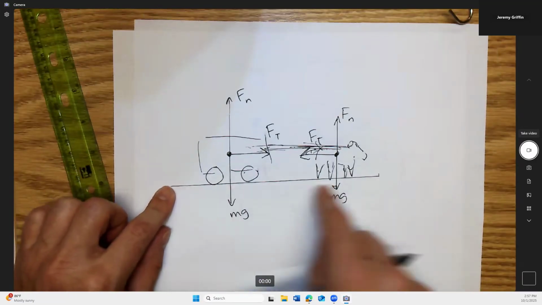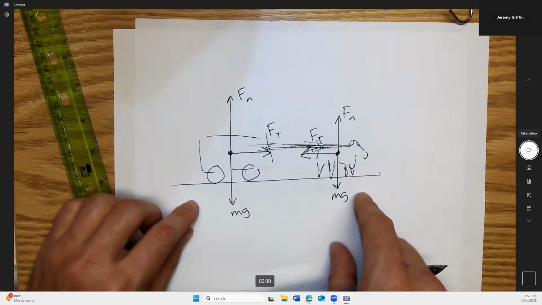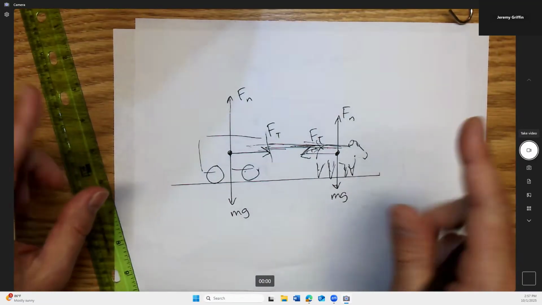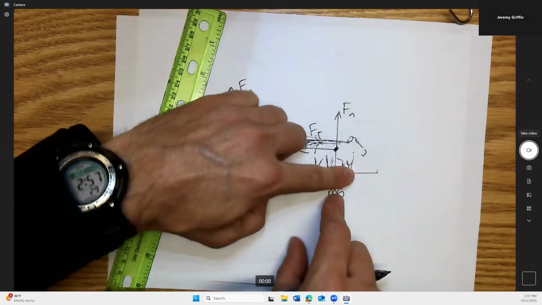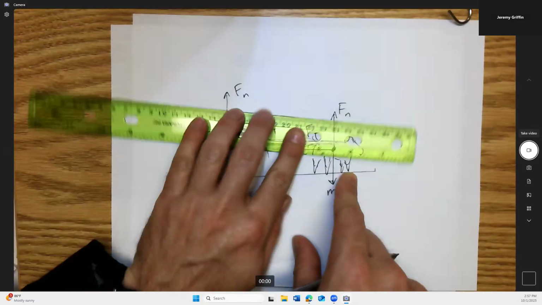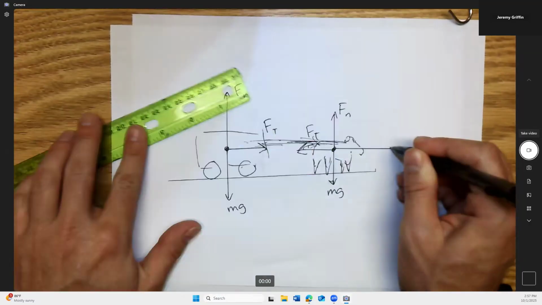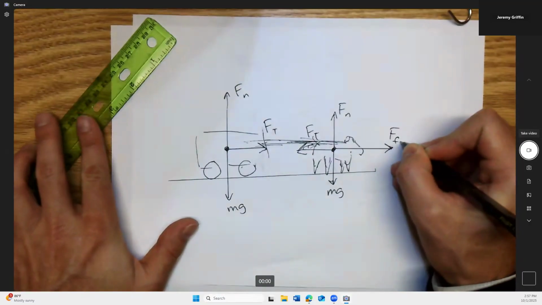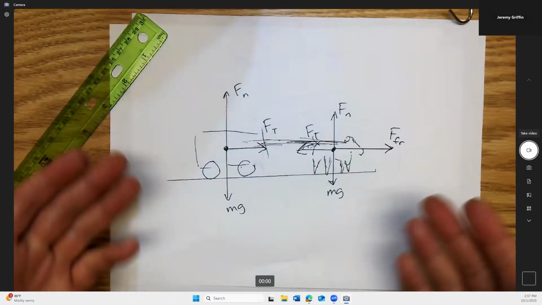If this was iced over, it'd be really hard to make this move at all. Friction. Ah, friction. Okay. And since the horse's feet are moving backward relative to the horse, that friction would be pushing forward. So there's a friction force. Friction force is actually what allows this whole system to move.